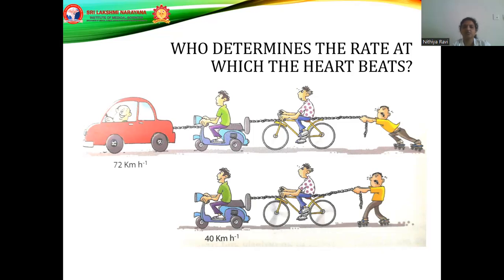If in case the chain between the car and the scooter is cut off, just like in the first Stannius ligature where the SA node is cut off, now the scooter which was riding at 40 kilometers per hour is going to determine the speed of the setup. So this is just an analogy to explain how the hierarchy of pacemaker tissues determines the heart rate of the heart.